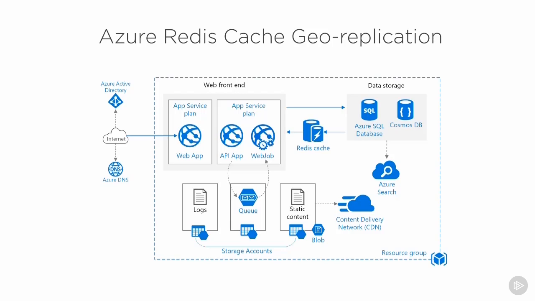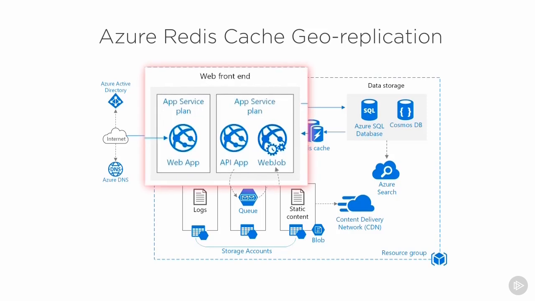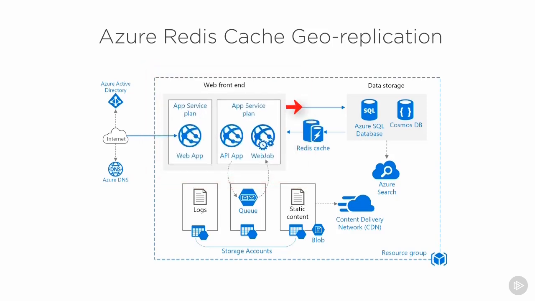So you can see here in this application architecture, we have a web front end, and the web front end stores its data in the backend data storage tier that's powered by Azure SQL or Cosmos DB. And the idea here is that if we have a busy web application that's constantly reading the same information out of the database, that's basically incurring a read operation. That's not very optimized. That's not very efficient.